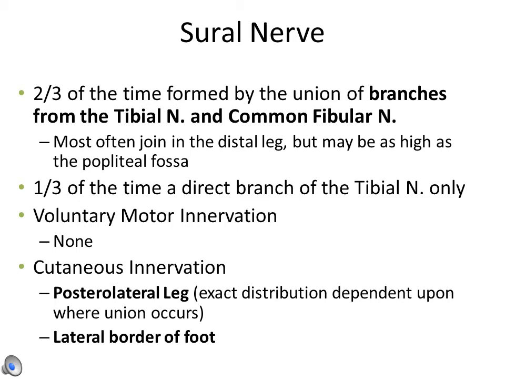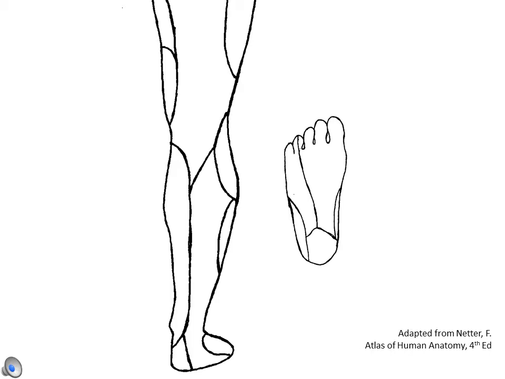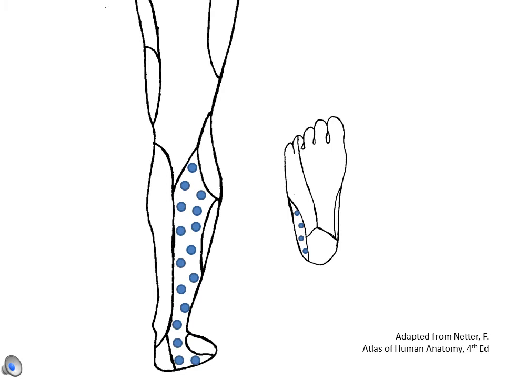The sural nerve does not have motor innervation, but has cutaneous innervation to the posterior lateral leg and the lateral border of the foot. Note that the exact distribution of the cutaneous innervation to the posterior lateral aspect of the leg is dependent upon where the union occurs, if it is part of the tibial and common fibular nerve. Pause the lecture to draw in the cutaneous innervation of the sural nerve. How does your drawing compare?